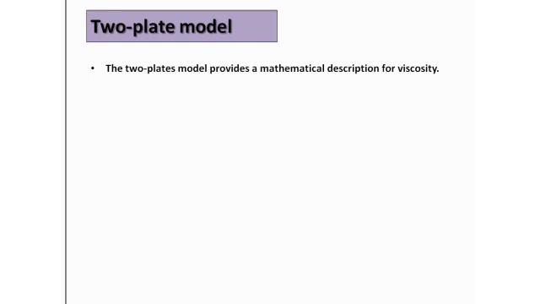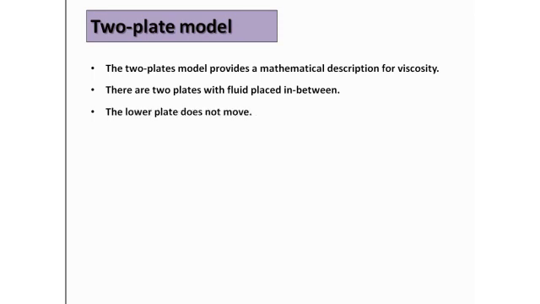So the two-plate model provides a mathematical description for the viscosity. Viscosity, we all know, is the lagging force towards the flow of a fluid, right? Viscosity always tries to lower the speed of the flow of a fluid. Clear? So there are two plates with fluid placed in between. Suppose this is the top plate, this is the bottom plate, and in between the fluid is present.